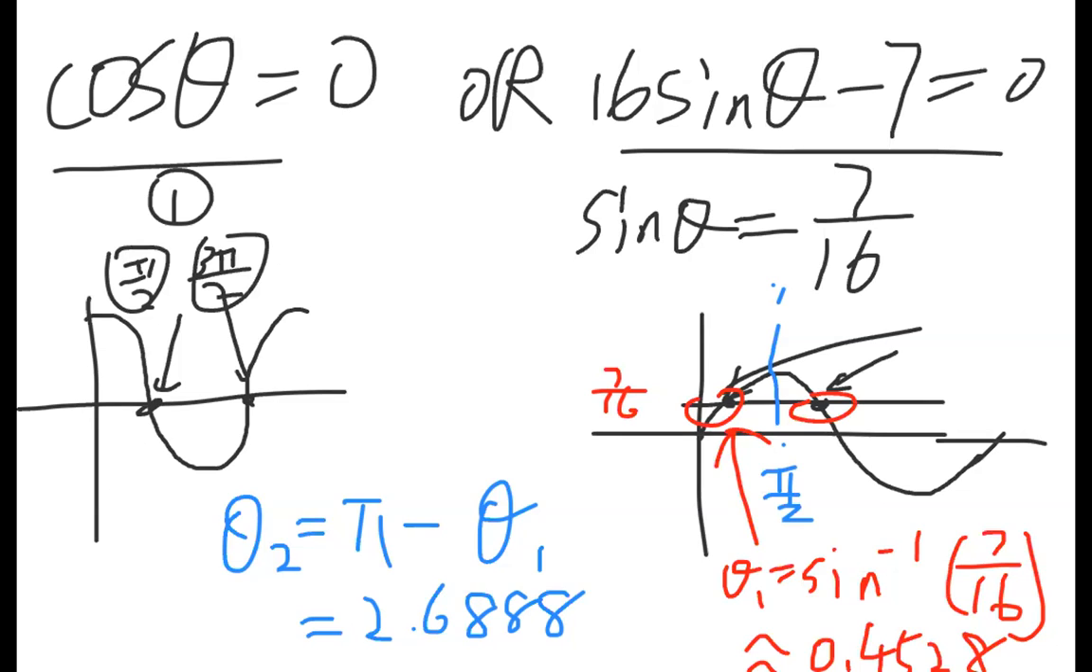Right. I think in this case the tricky one would be finding the second angle, right? After finding the first angle you can use the arc sine. The second angle has a symmetry over pi over 2. So that means when they add up, it must be pi. So the other angle would be pi minus theta 1. All right.